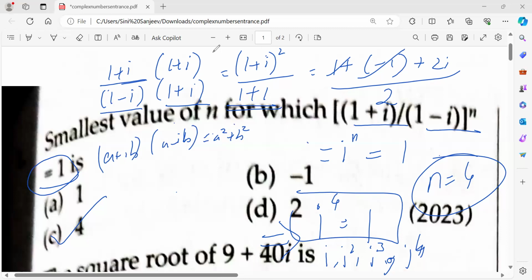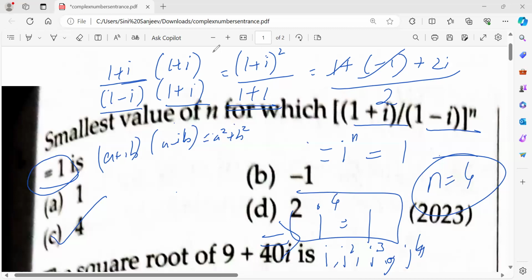See, the question here is, as earlier asked me one important doubt. Sir, won't the answer be 1 as i power 4n is equal to 1? That is i power 4. But the question here is what? What is the smallest value of n?